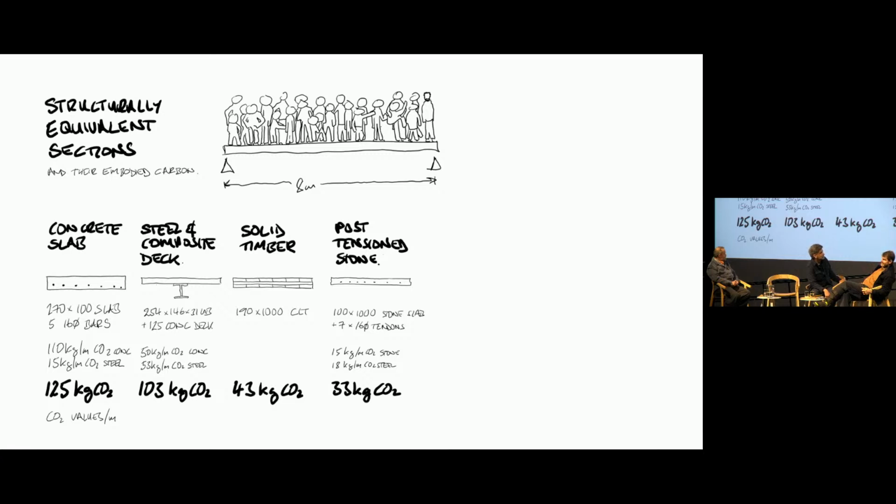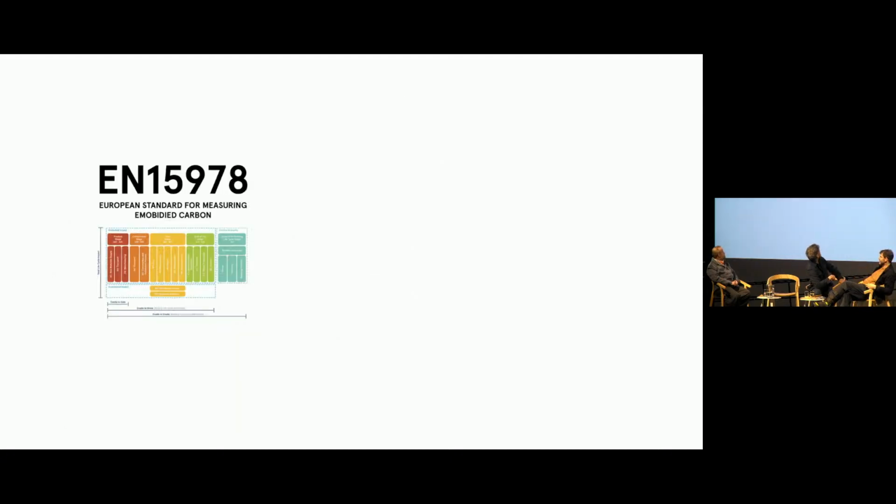Stone, the beam on the right-hand side, is the lowest carbon, and that's why we are here talking about stone, particularly in the context of global warming. Can we dive in on this one?